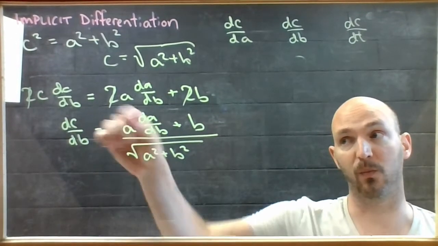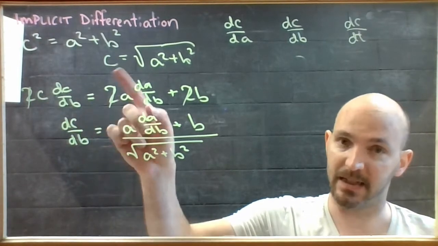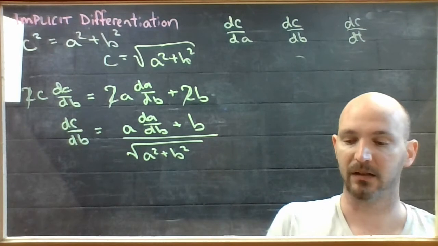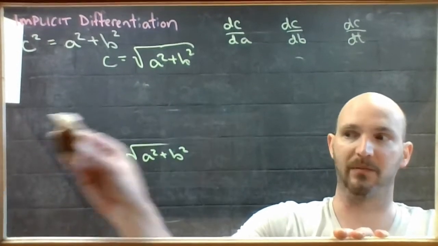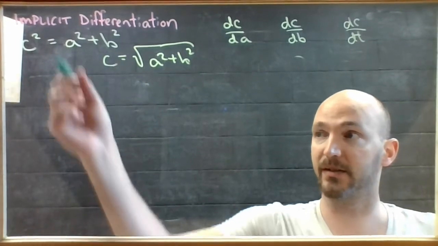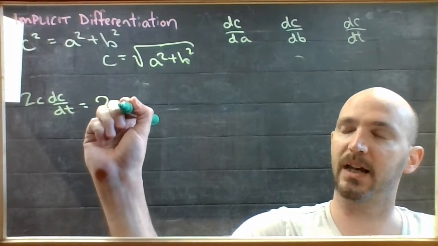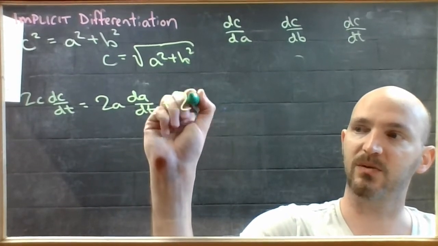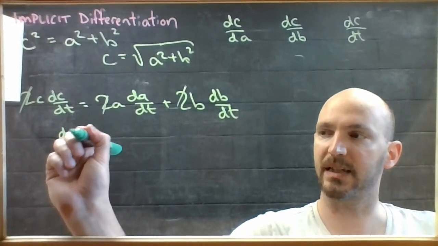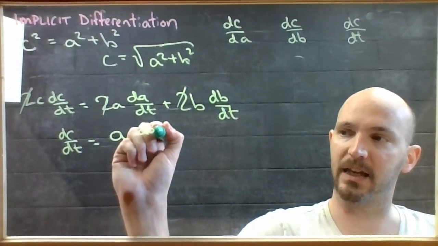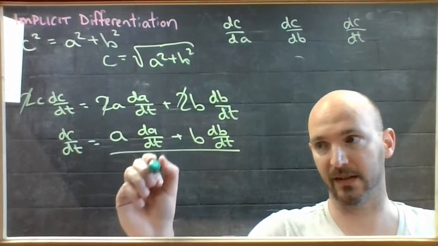So what's changed? When I did dc by dA, the correction showed up on the B term, not the A term. When I did dc by dB, the correction term ended up on the A, not the B. So if I go and I do this third one, dc by dt, because none of them are t, I should end up with the correction factor on all three. So the derivative of c squared by t would be 2c dc by dt equals 2a dA by dt plus 2b dB by dt. They all divide by 2. Which leaves me with dc by dt is a dA by dt plus b dB by dt all over c, which is this square root.